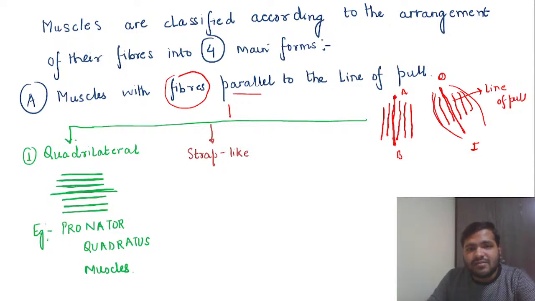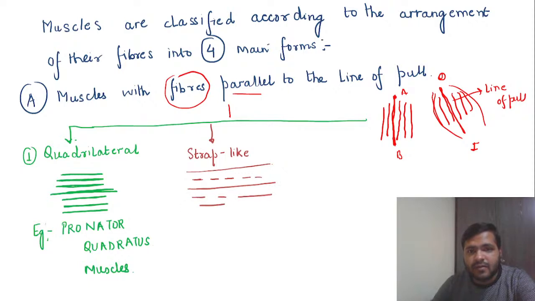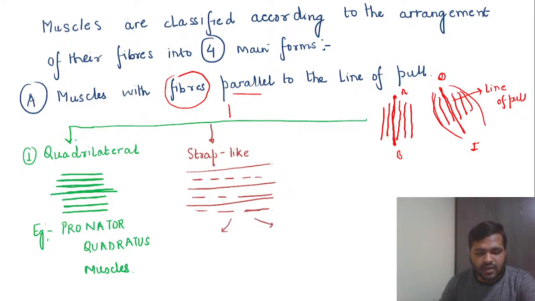Now these strap-like muscles, basically these muscles are like this. These fibers are like strap-like muscles. They don't have a continuous arrangement. Now these are of basically two types.